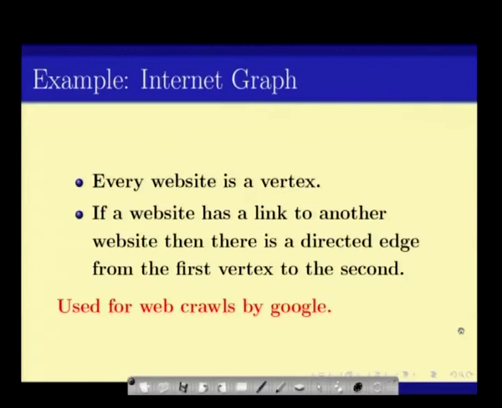Welcome back after the break. Before the break we looked at the friendship graph. There is another such graph which is known as the internet graph, sometimes also known as the web graph. Here, each website is a vertex and we draw an edge between them if one website has a link to another website. This is used by Google a lot, and this is called the web crawl. This is how Google works.